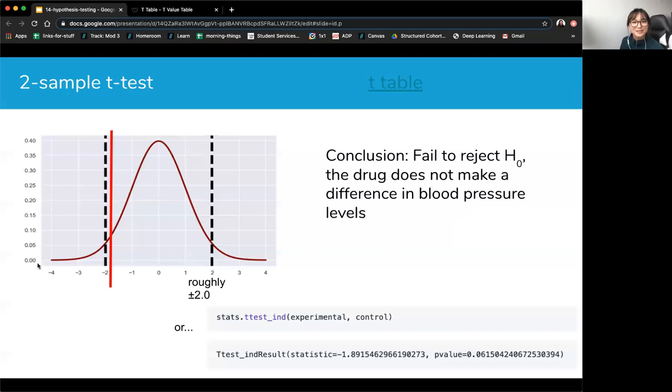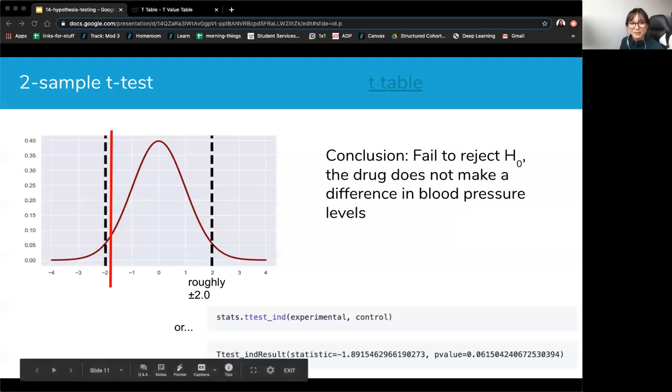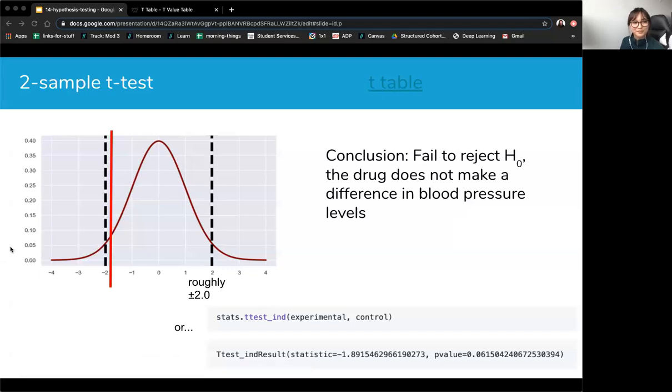Cool. Anything else about the t-test? This is the end of our t-test section, and we're going to talk about type 1 and type 2 errors in a little bit. Matthew had a question in the chat. Ooh, yeah, thanks for flagging that.